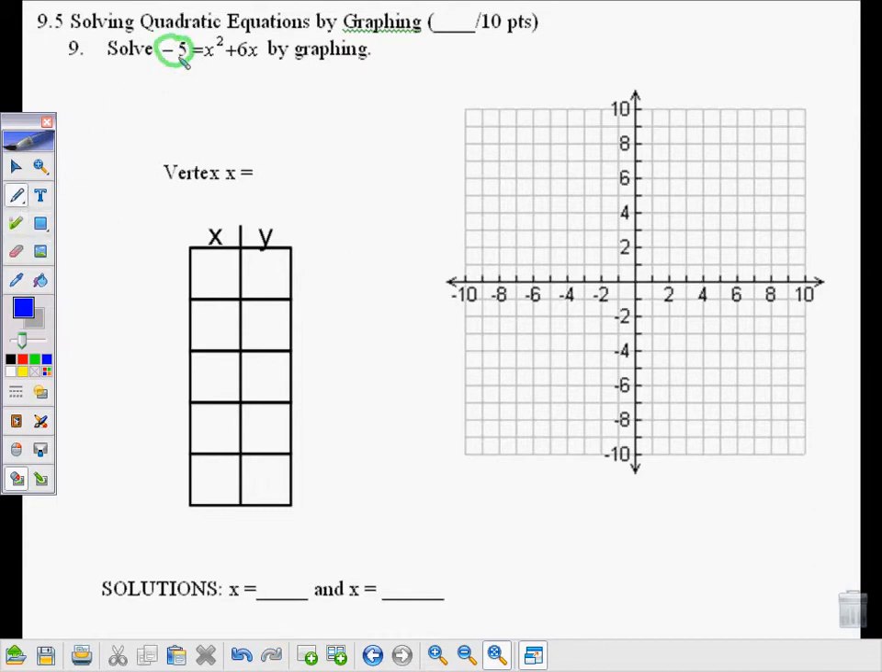So to get rid of a negative 5 and get this equal to 0, I'm going to tack a positive 5 on there. And whatever I do to one side, I've got to do to the other. So now I've got my negative 5 and plus 5. They cancel out to give me a 0.